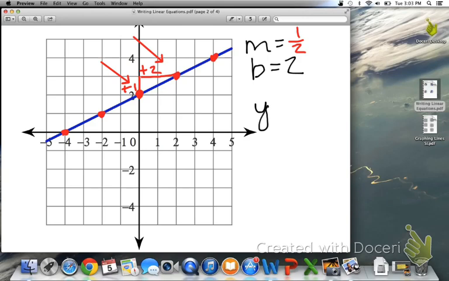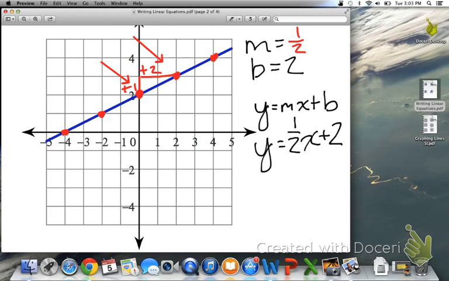We remember that y is equal to mx plus b, so that means y is equal to 1/2 x, and then 2 is positive, so it would be plus 2. There we go. I apologize for the sloppiness of my writing.